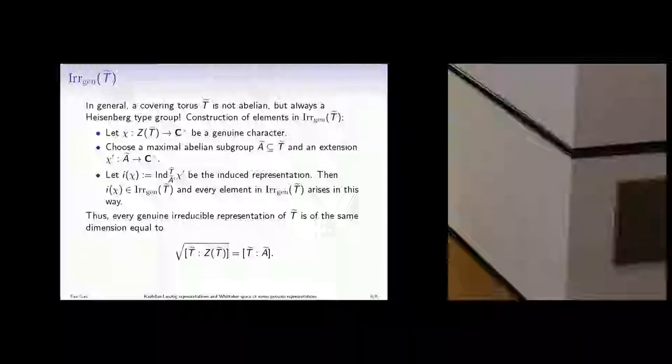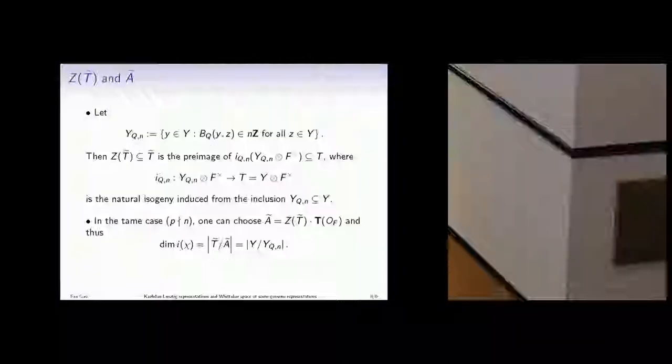Moreover, from this description, we know that if you look at an arbitrary genuine irreducible representation of a covering torus, they all have the same uniform dimension, which is, of course, equal to the index of this maximal Abelian subgroup inside the covering torus. It is a Heisenberg-type group, so actually the index is a square, and these two are equal. But one question still remains from this description: what is the center of this covering torus, and what is this maximal Abelian group?